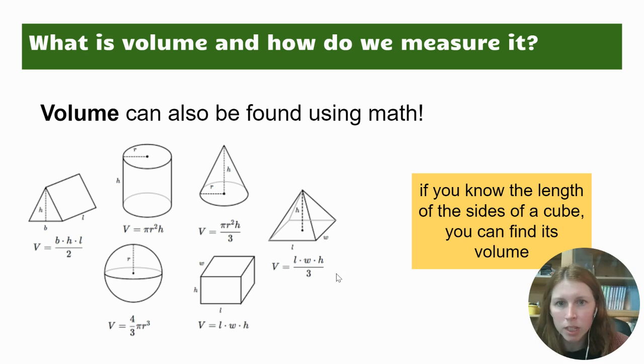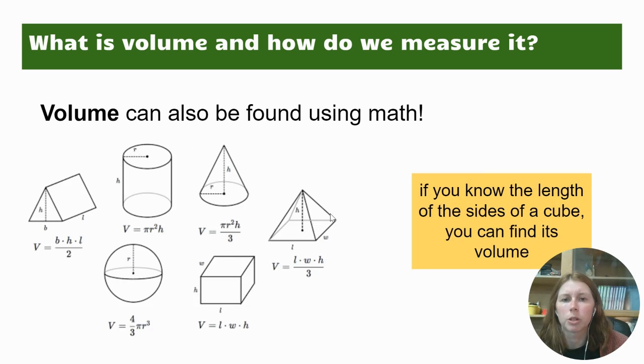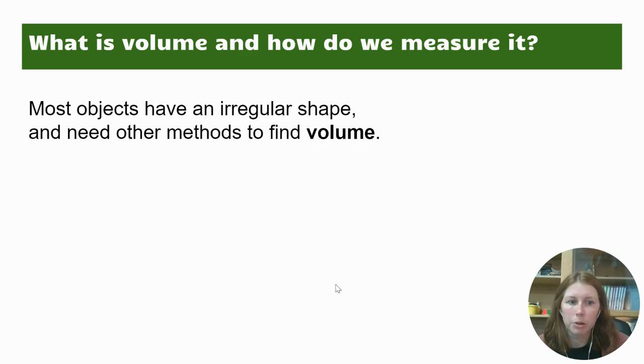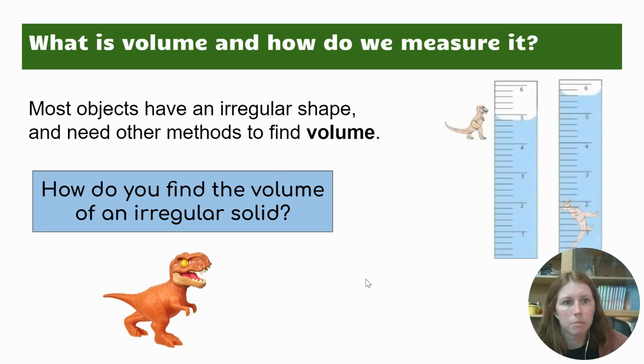Volume can also be found using math. Maybe you've done this before with an equation. So most objects have an irregular shape and need other methods to find volume. So if you don't have a perfect shape and it's not a liquid, how do you know what the volume is? Most objects have an irregular shape. How do you find the volume of it? Well, one method is called the displacement method.